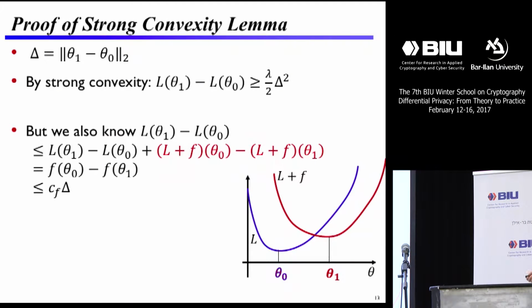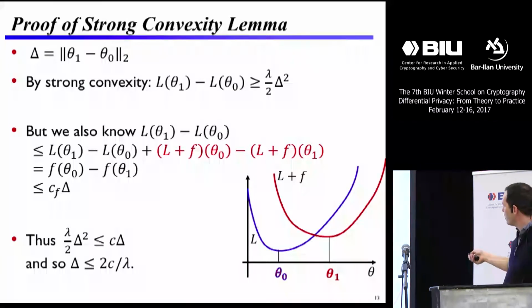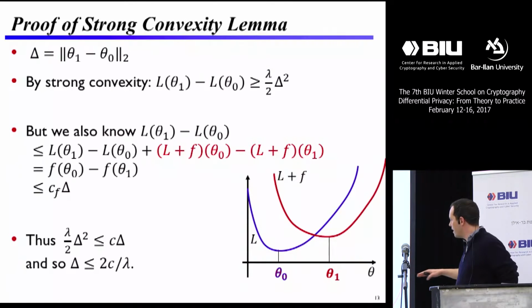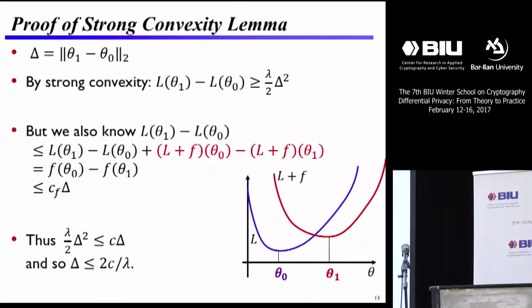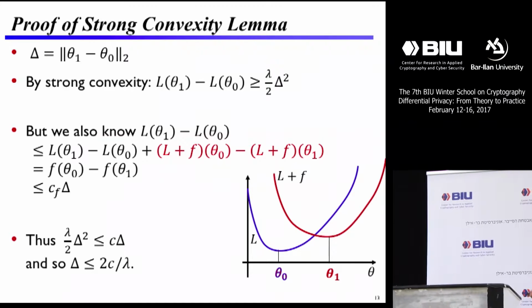Okay, so I've got an upper bound and a lower bound on how much the blue function L changed, and just by comparing them, by saying lambda over 2 delta squared is less than c times delta, I get that delta is at most 2c over lambda. And that's it. So the reason that I can bound the amount by which the minimizer moved is because I know this perturbation function f doesn't change very quickly, and so f of theta minus f of theta 1 can't be very big. Okay, so that's it. This is a very simple lemma, but it's somehow emblematic of the kind of analysis that goes on when we're thinking about these types of problems.